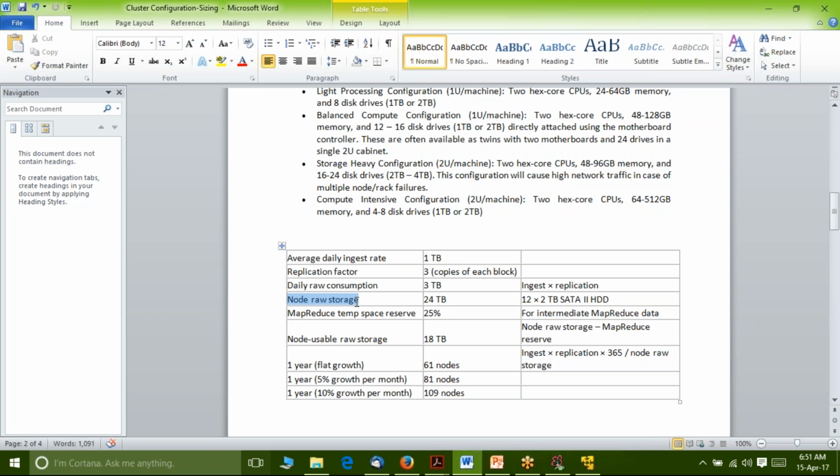So if the node raw storage is 24 TB, how 24 TB? 24 TB will not be one hard drive. Each hard drive is 2 TB capacity, that is 2 TB SATA 2 HDD into 12, that is 24 TB. Out of which is the MapReduce temp space reserve. Now tell me, as an admin, how you understand this MapReduce temp space reserve, where we need to keep 25% aside.